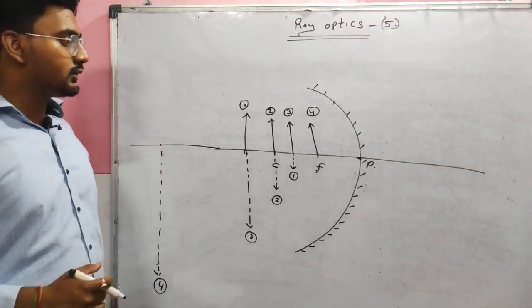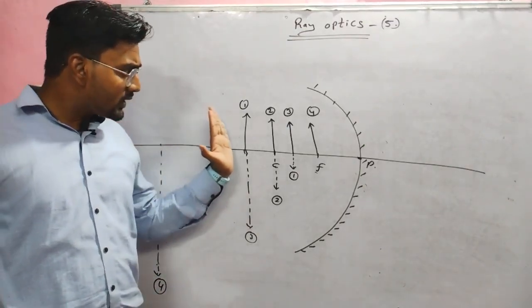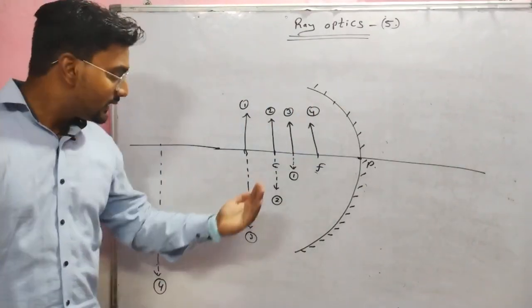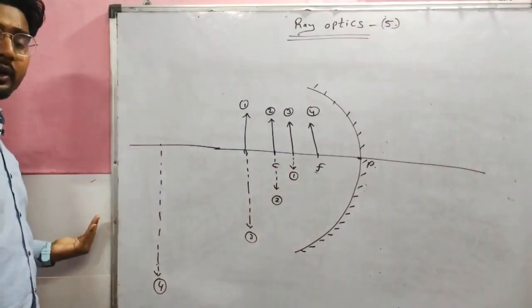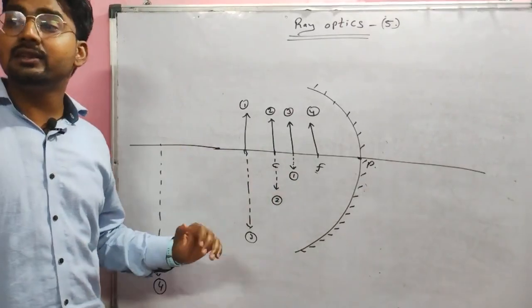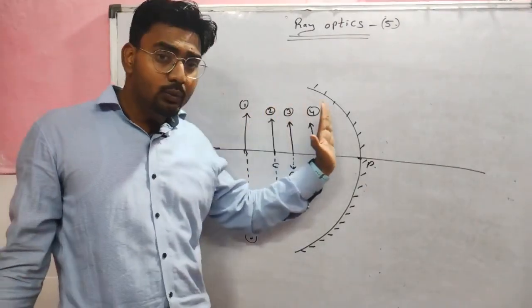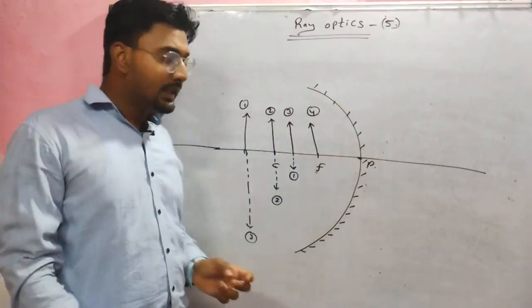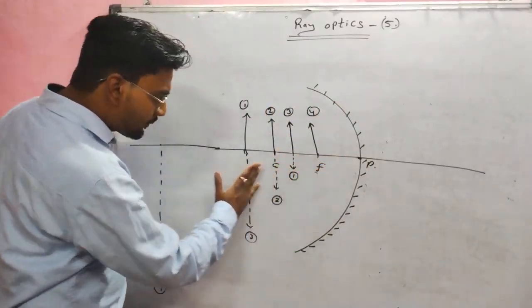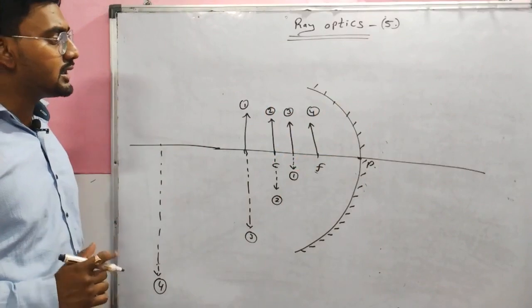So what we see here, when the object moves towards the pole, then image moves backward and the size of the image is increasing. So we say that when the object is moved towards the pole, then image is moved away from the pole and the size of the image is increasing.